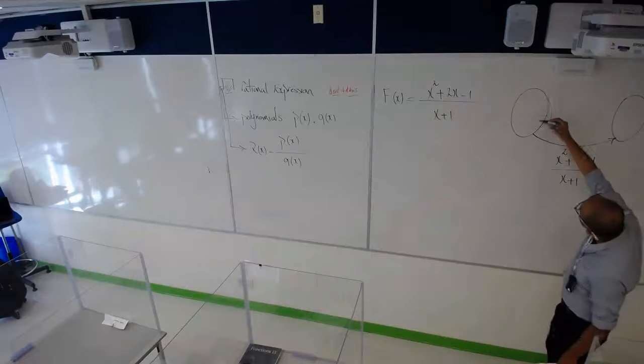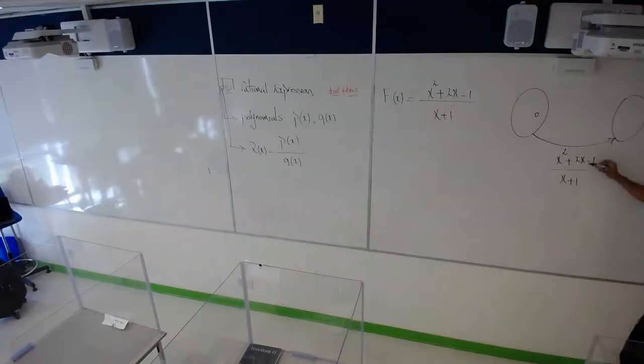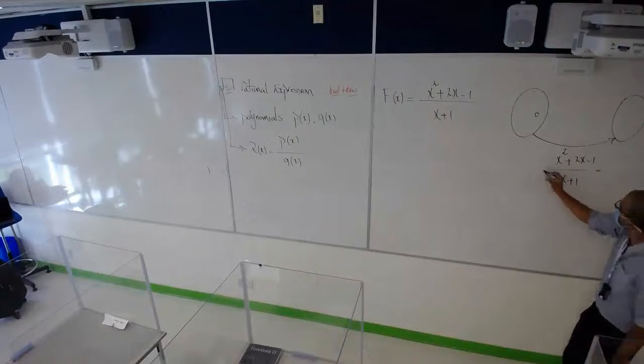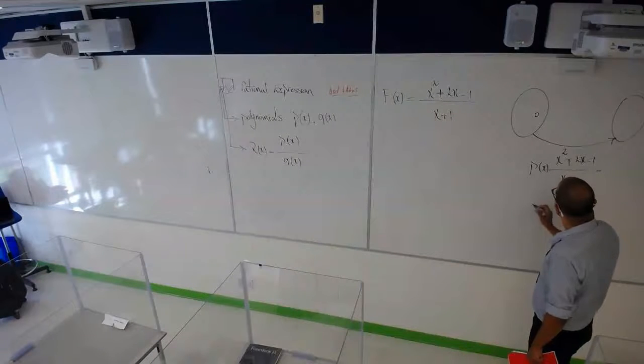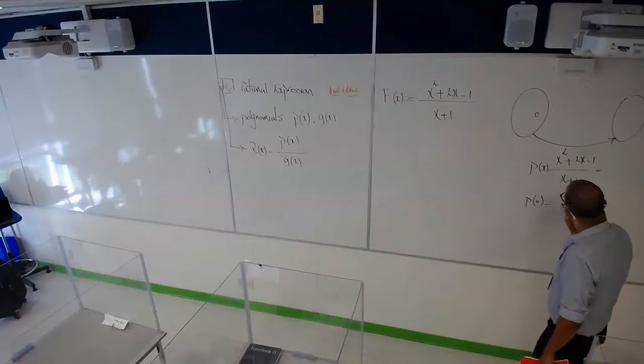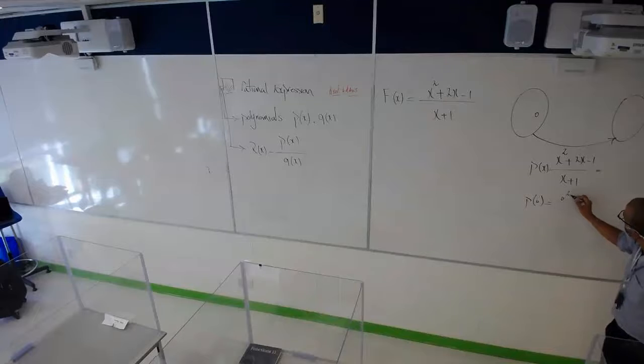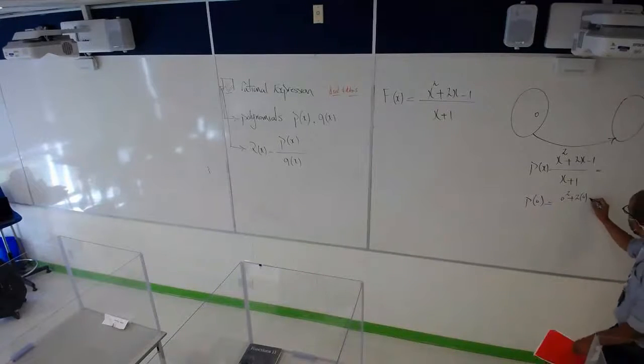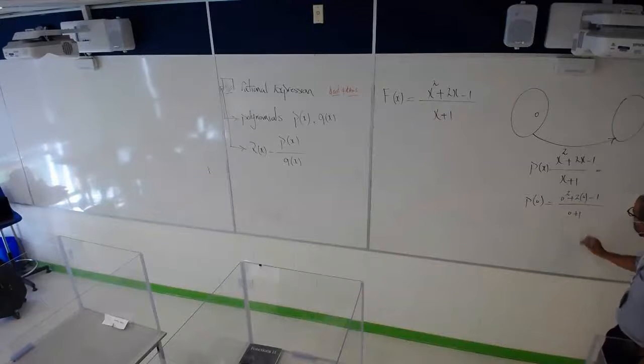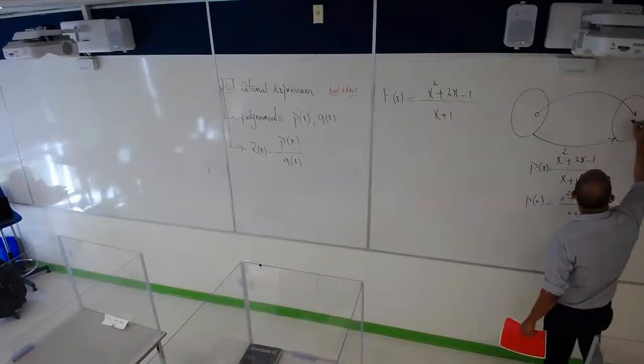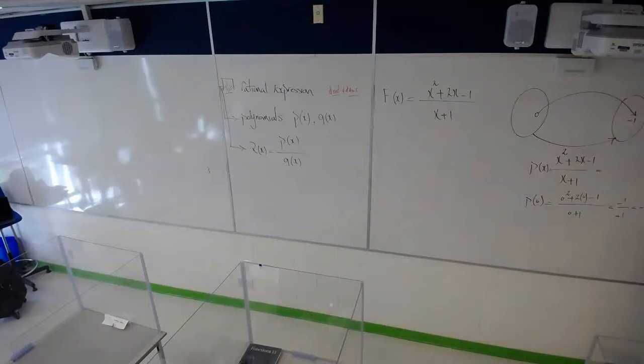For example, if I put 0 in here, I just want to see what number is going to be mapped. If this is going to be p of x, then p of 0 becomes 0 to the power 2, which is 0, plus 2 times 0, again 0, minus 1 over 0 plus 1. Then you see it becomes minus 1 over plus 1, which is minus 1. So from 0, we can map it to the number minus 1.